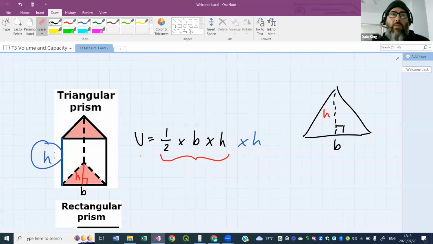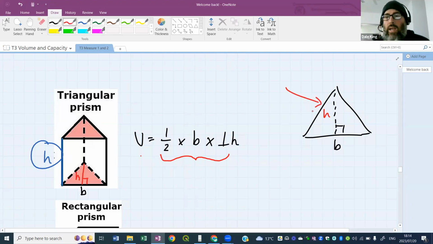Although you're safe in the case of the volume formula because you're multiplying everything together, whether you multiply this height here first or that one, it doesn't matter because everything's getting multiplied together. The order doesn't really matter. But what I do when I teach this is I call this height in the triangle a different name. I use the perpendicular symbol, so I give it a symbol: the perpendicular height of the triangle, this H here.